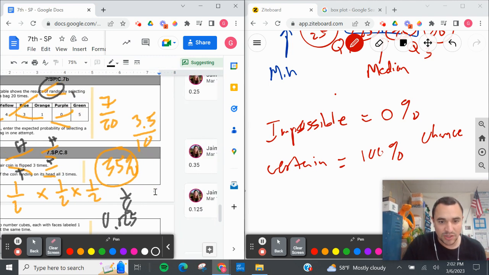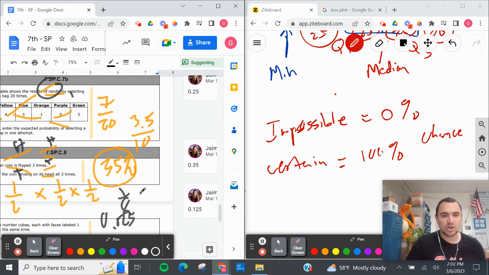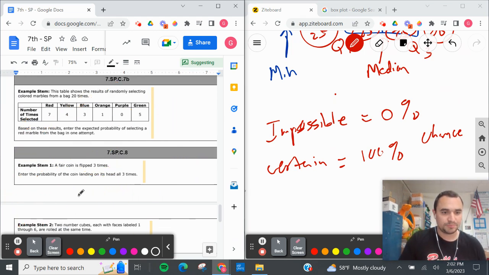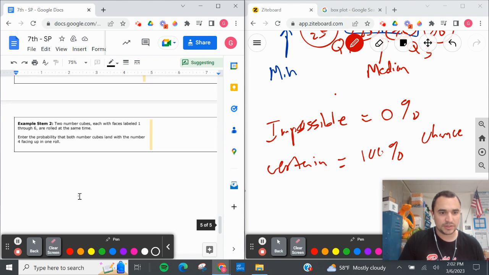I'm going really fast because I have a meeting to go to. 0.125. Just know that you can just do 1/2 times 1/2 times 1/2. You can just multiply them if you find the total probability.